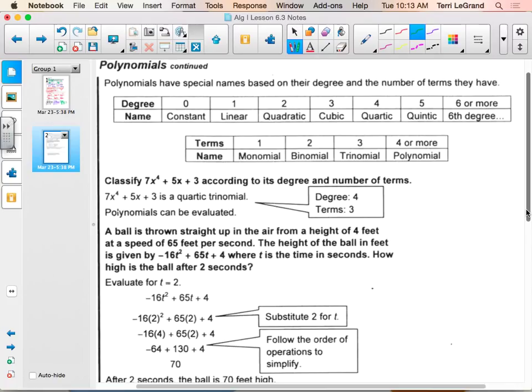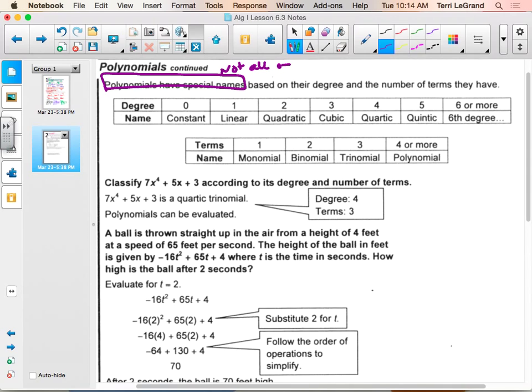So let's first of all box this. Polynomials have special names. And I'm going to have you write up here though, not all of them. In other words, we might be kind of generic with their names. They have a name. We can still classify them, but they're not going to be special, really. Okay? And how we do it is on their degree and number of terms.